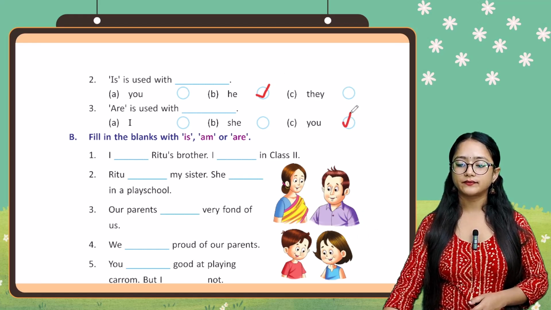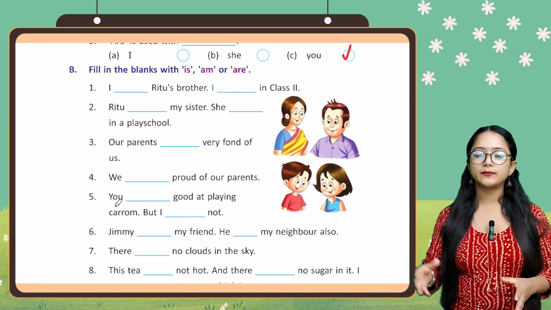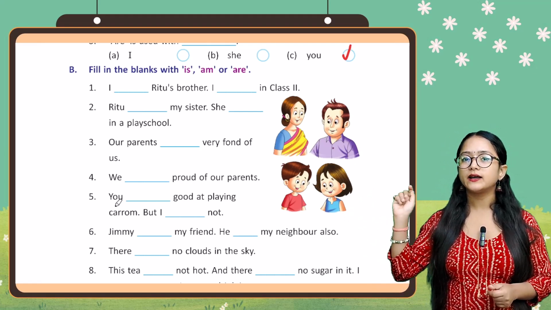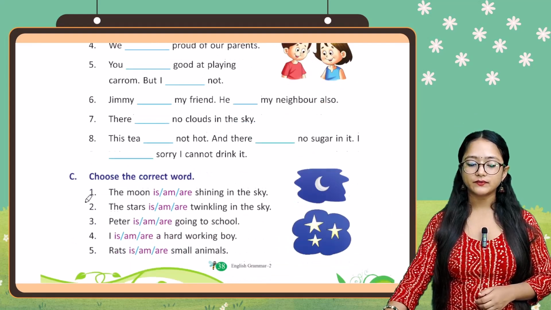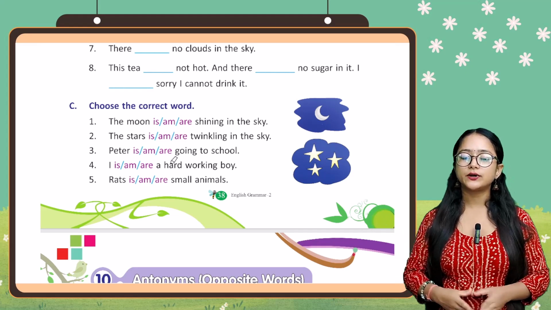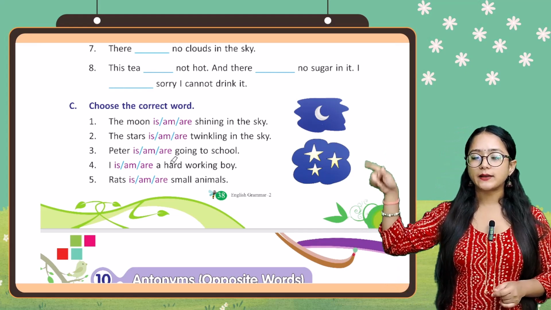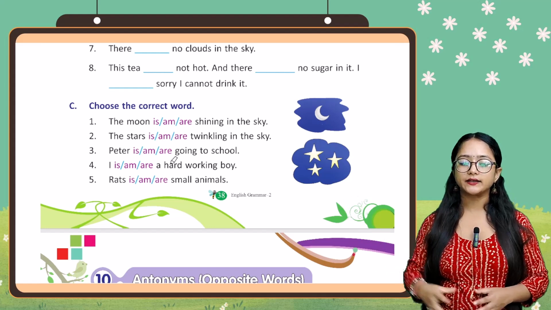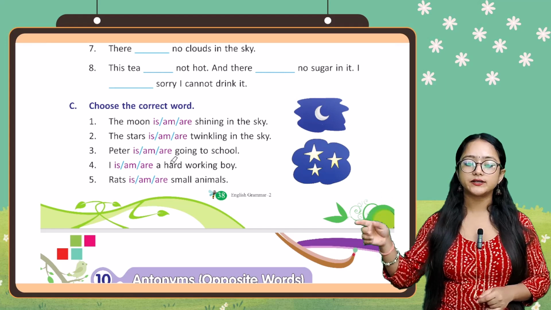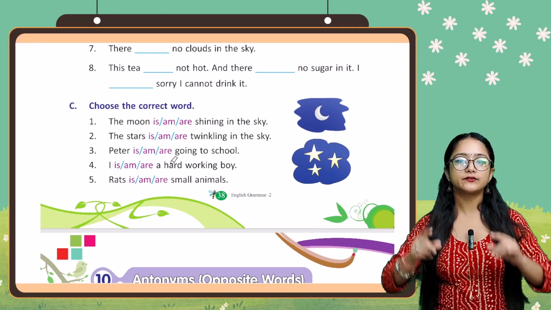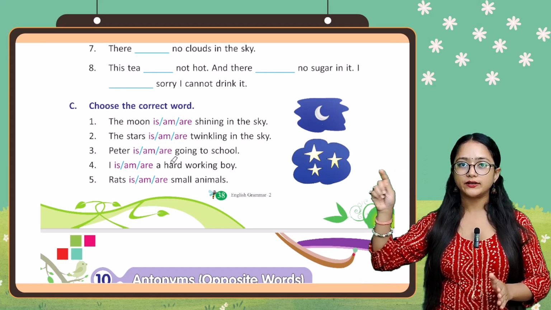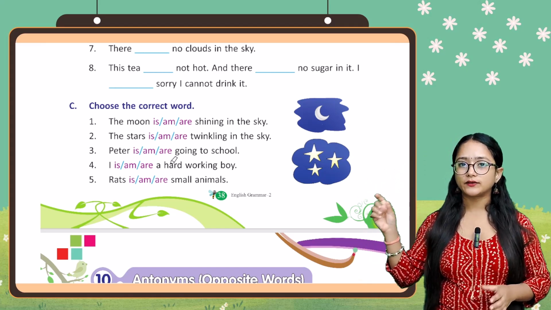Now the next question is fill in the blanks with is, am or are. You have to fill the blank by using is, am and are. Now the next one is choose the correct word. First one, the moon is slash am slash are shining in the sky. The moon is a singular one only, so you're going to use is. The moon is shining in the sky. Like this, you have to read the sentence carefully and choose the correct form of is, am, are.